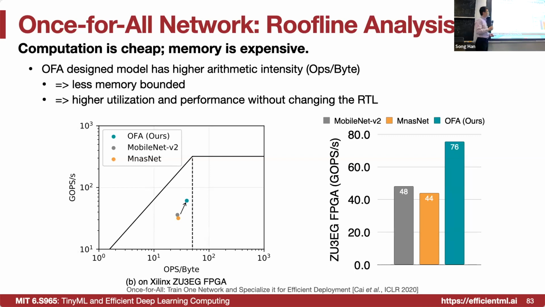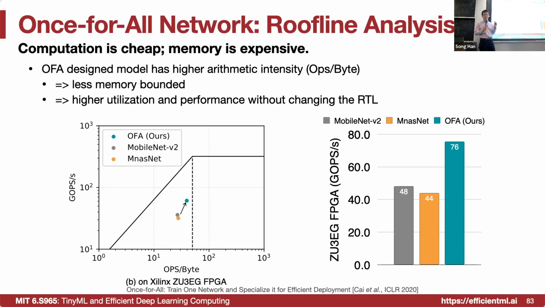So let's examine the hardware behavior of such a model. Let me introduce this roofline analysis, which is a very commonly used technique when we are characterizing performance on the hardware, right? Here, the x-axis is operations per byte, indicating that when you fetch 1 byte of data from memory, how many operations can you perform on top of this byte before you throw it away, right? The more, the more computation you can do given the same memory footprint.